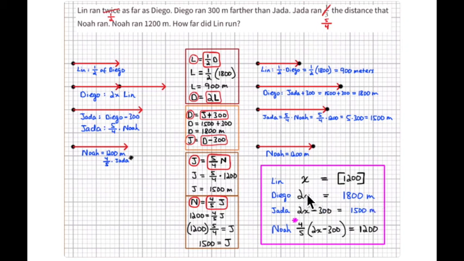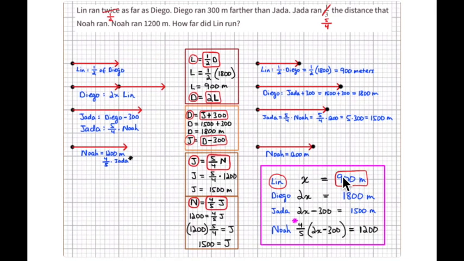This is Diego, and we know that Lynn ran half that distance. So 1/2 times 2 is 1. So it gets rid of this 2. It calculates to be x. So 1/2 of 2x is just one of those x's. And x is equal to 1/2 of 1,800, or 900 meters. So Lynn's run is 900 meters.